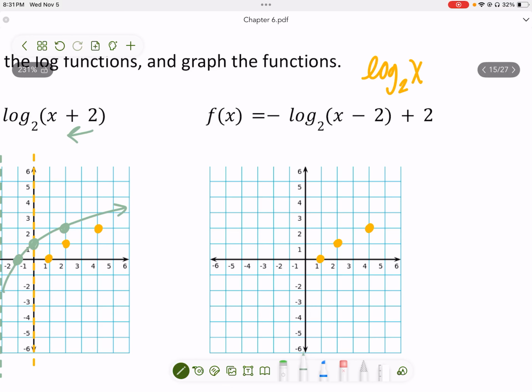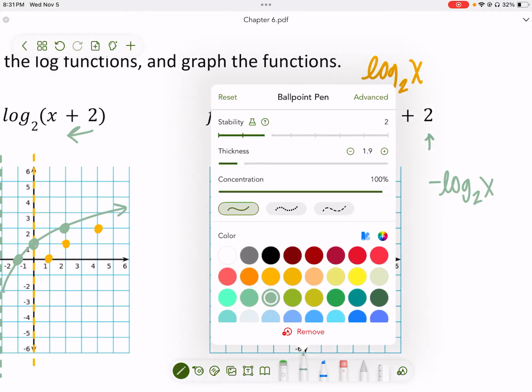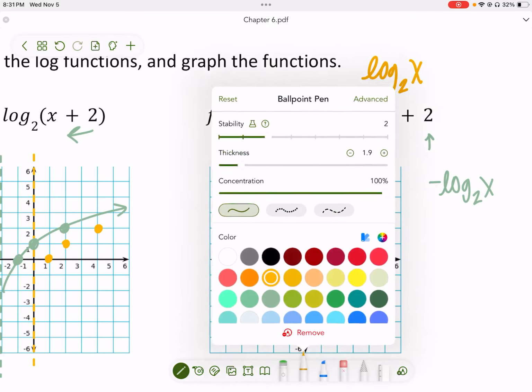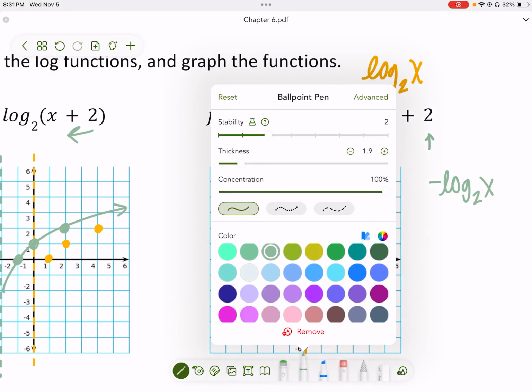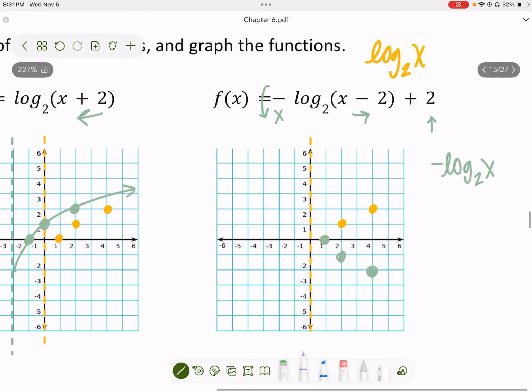Right, this one has 3 transformations, so reflecting over X, moving to the right, and moving up. So this can be kind of tricky. So I think I'll go ahead and do my negative transformation first. And also draw my asymptote. All right, reflecting over X, so we're going to be here, here, and here. And then I'll switch to purple. I will do the rest of it.